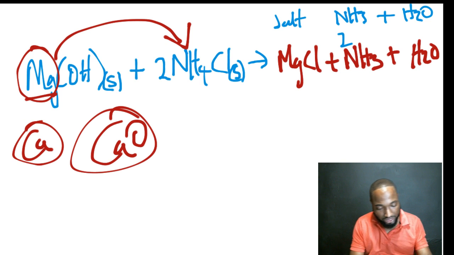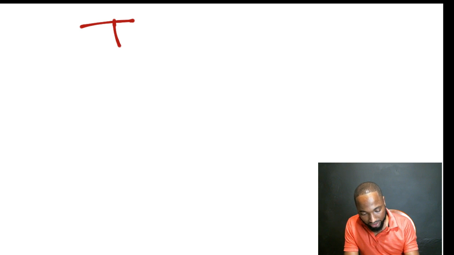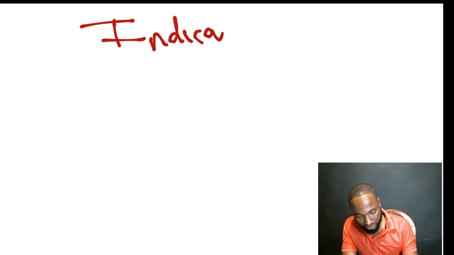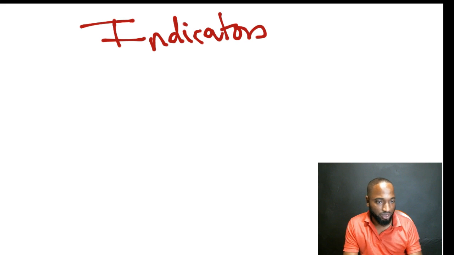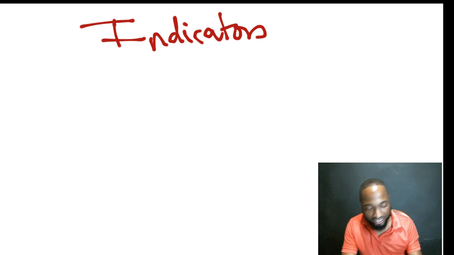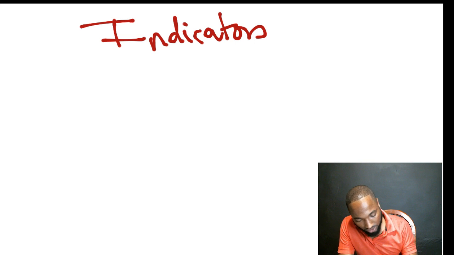Let's go forward next. Indicators. Some examples of indicators, chat. Give me some examples of indicators. So you have the litmus, you have the methyl orange, you have the screened methyl orange, and you have your phenolphthalein. Alright? So you have your litmus.